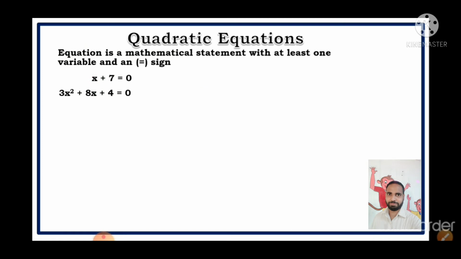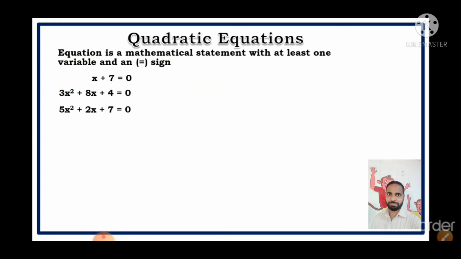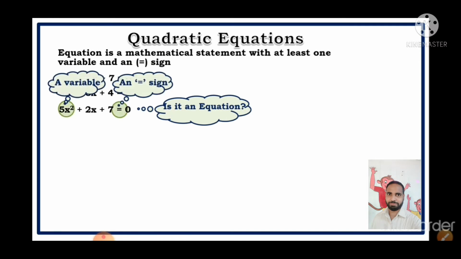3x square plus 8x plus 4 equal to 0. Is it an equation? Yes, it is also an equation, because here also it contains a variable and equal to sign. 5x square plus 2x plus 7 equal to 0. Is it an equation? It is also an equation. Reason is same. It contains a variable and equal to sign.